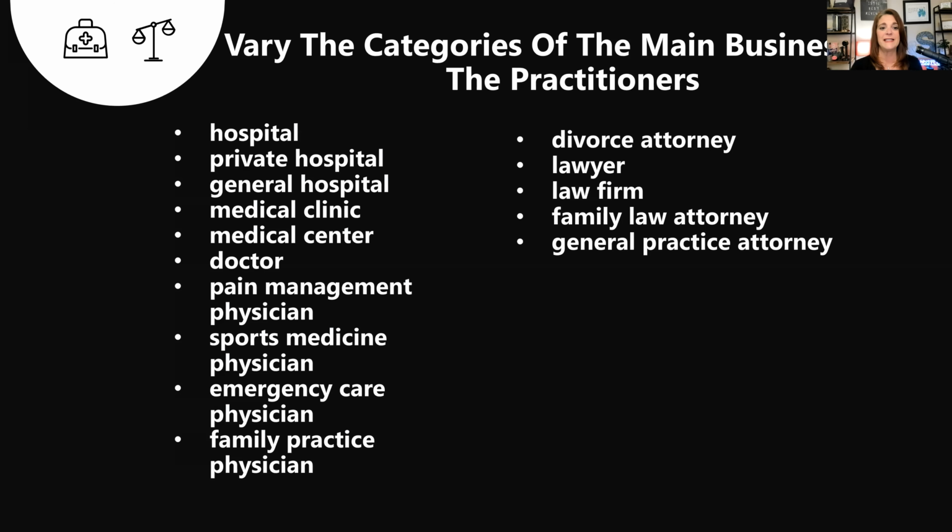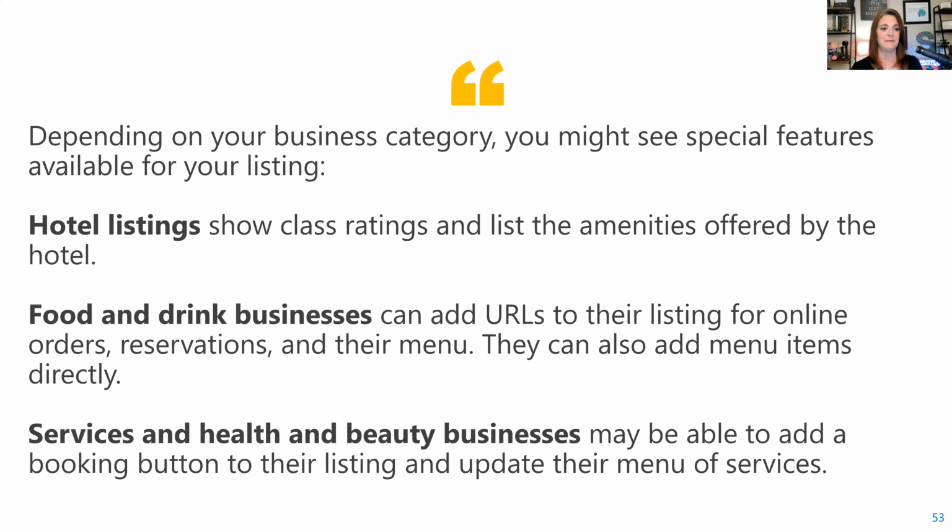So, for instance, this is a way of varying some of the categories of the main business and the practitioners based on both divorce attorneys and law firms and medical, for instance. It just gives you an idea of how you can pick more specific categories based on what your area of expertise is. So it may be a good idea to niche down and maybe pick different main categories depending on your practice and that type of thing.